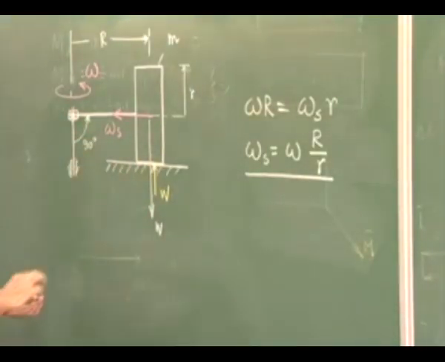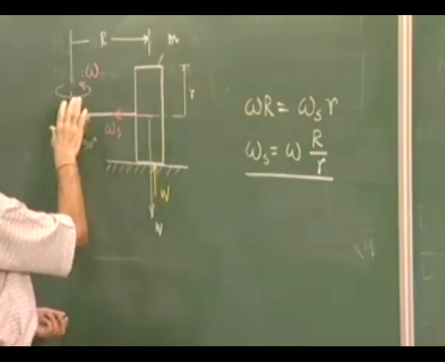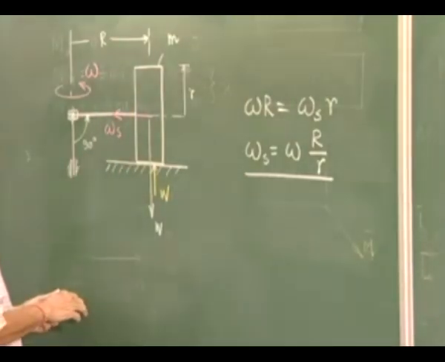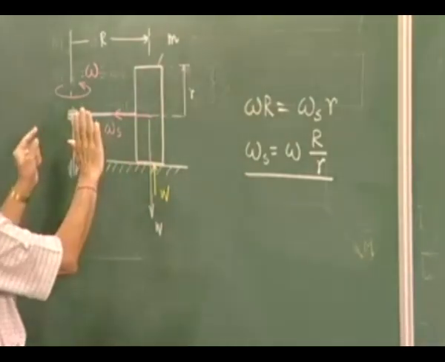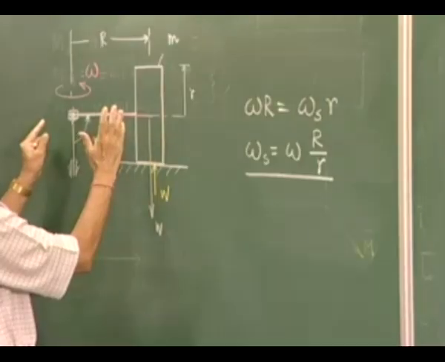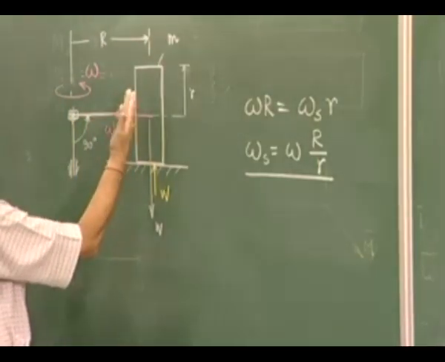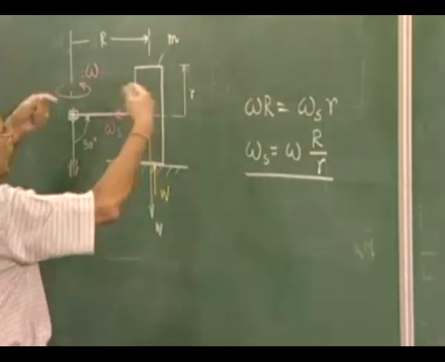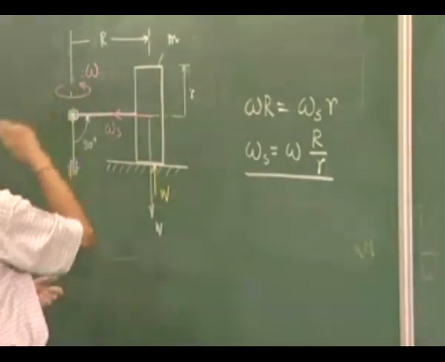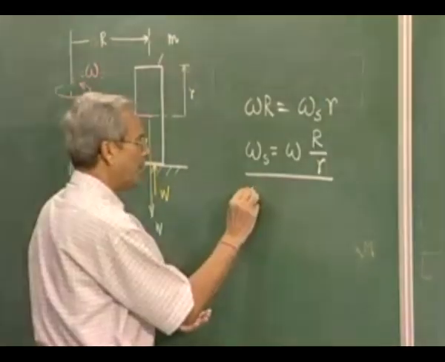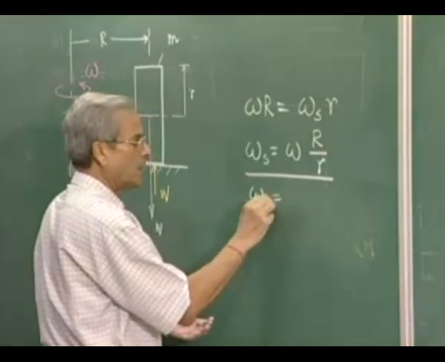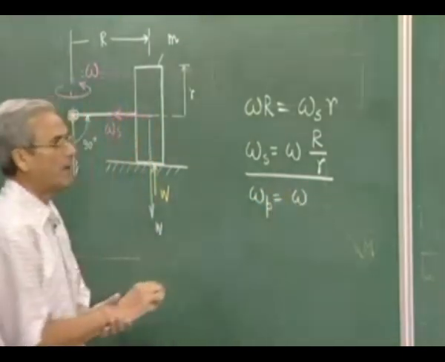At the same time, we find that its orientation is changing with the same angular velocity omega. So if it is now here, after some time it will be like this, and after some more time it will be like this. So this whole plane of the disc, or the axis about which it is spinning, is rotating with this angular velocity. So omega p, or the precessional velocity, will simply be omega.